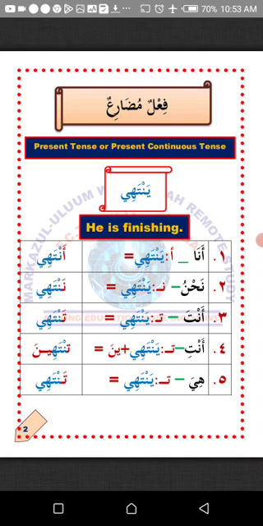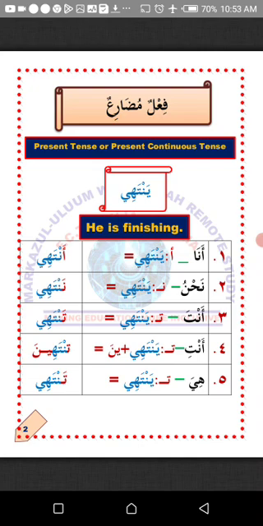The question is, how do we change the verb ينتهي to suit the pronouns below? ينتهي simply means he is finishing. He in Arabic is huwa, being the opposite of hiya, she. So how do we now change the verb ينتهي to suit the following pronouns?